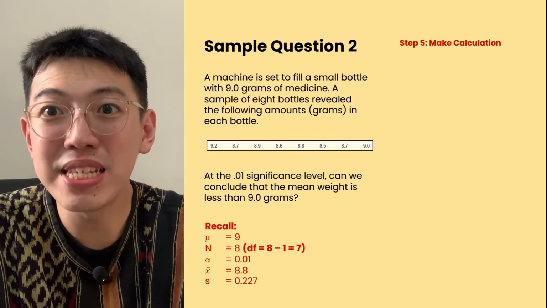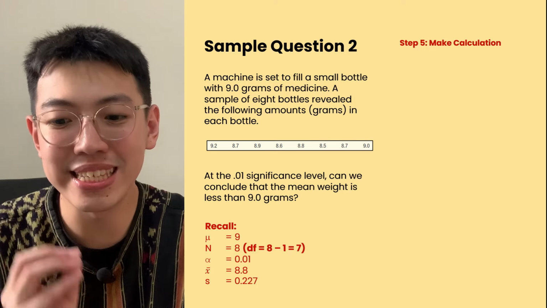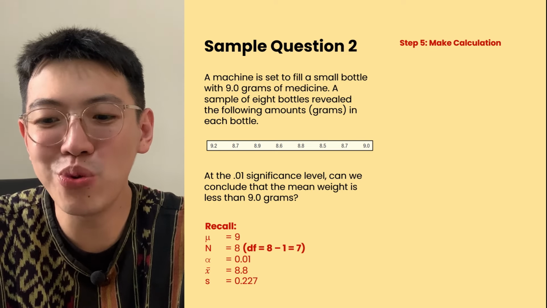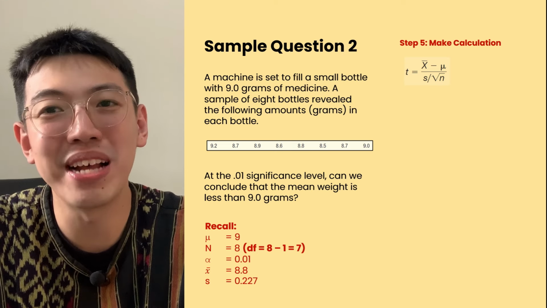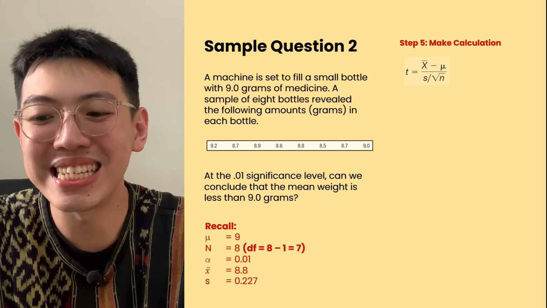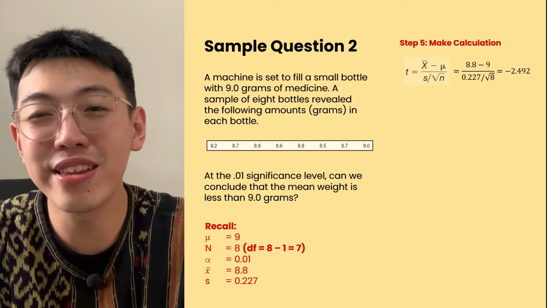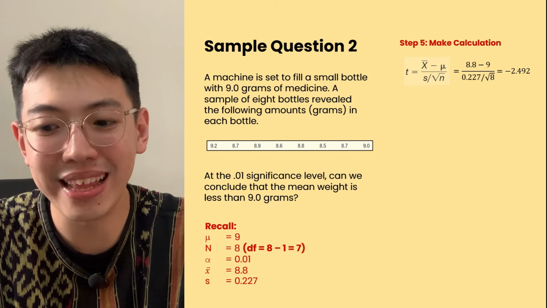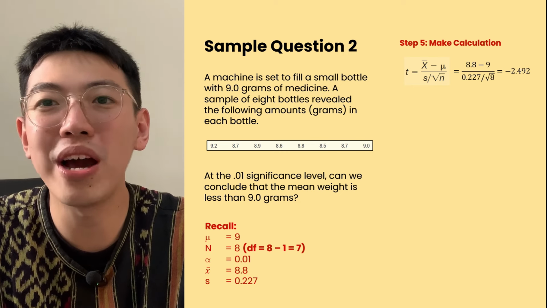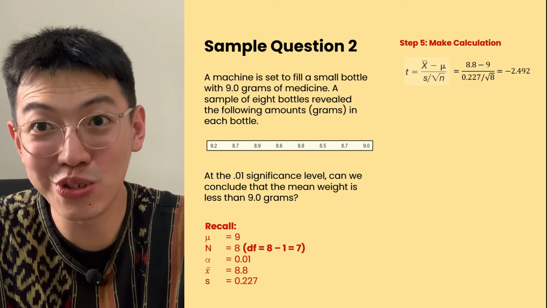The fifth step is making the calculation. We have all the data needed. The formula will be t equals x bar minus mu divided by s divided by square root of n. It will be 8.8 minus 9 divided by the s, 0.227, divided by square root of 8. The result of the t calculation will be minus 2.492.